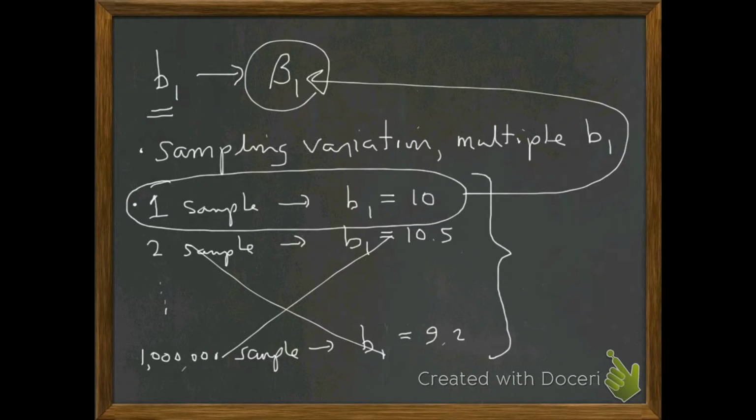So we expect our samples to vary. There's nothing holy about our, in this case, B1 being equal to 10. If we took another sample, it could be something different. But nevertheless, we're going to use, obviously, the sample that we have. We usually don't take multiple samples.